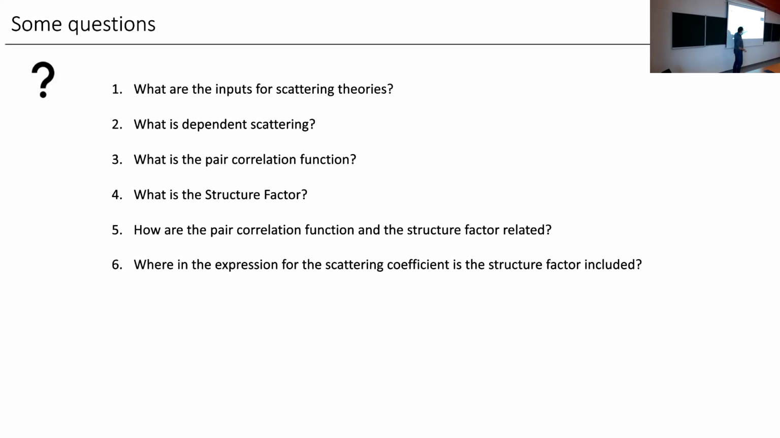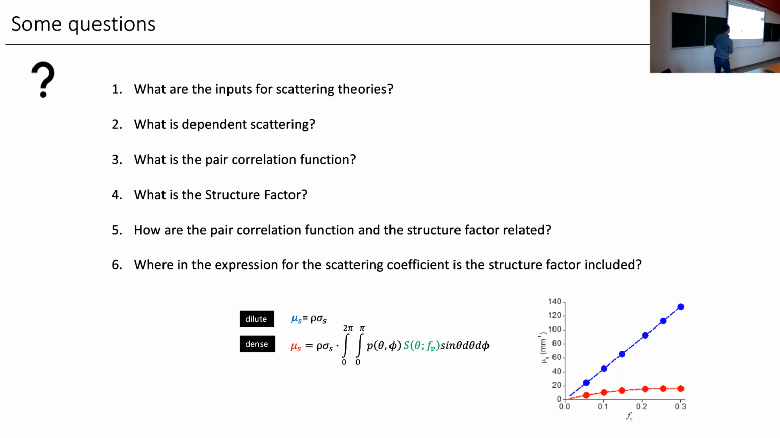So this pair correlation function is essentially a histogram or a distribution of distances between particle pairs. And then you realize that these two are related, because the position determines the phase, and the phase determines what you measure. These two are related by a transform. We'll encounter them a couple of times. So finally, the last question was: how is it included if you want to calculate scattering properties?